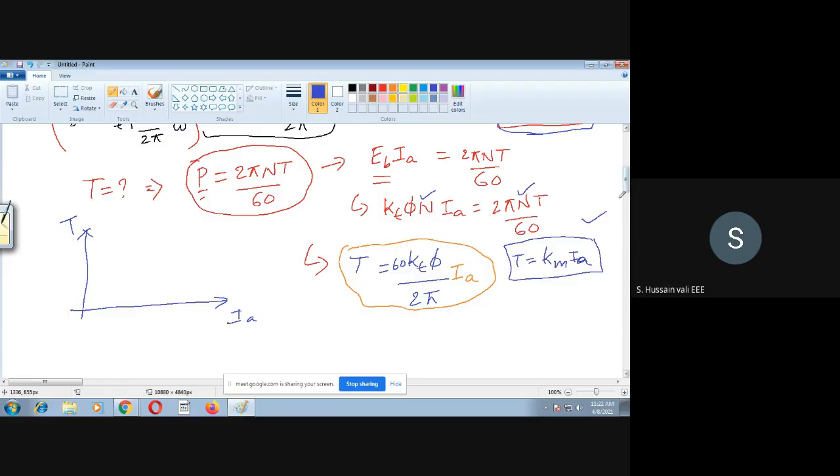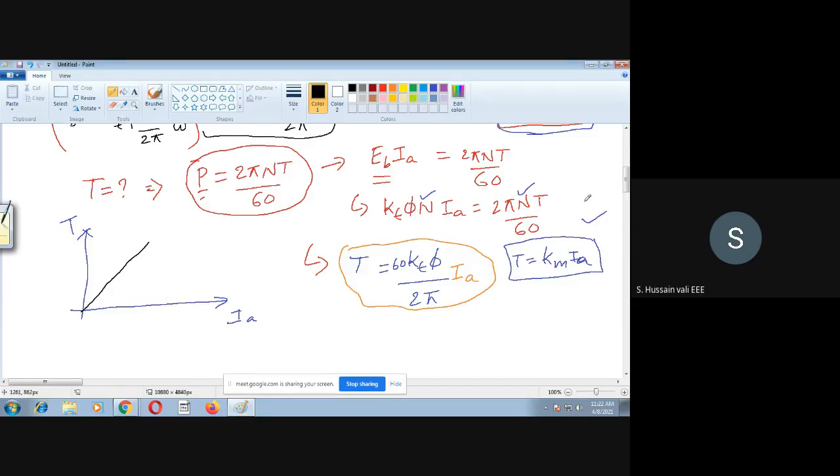Why is it constant? You see the terms there in place of Km, you will find everything is constant there, because this is a separate lecture, DC motor. Phi is also constant. So you get the relationship that torque is directly proportional to the current. If torque is directly proportional to the current, which type of graph will you get? A straight line passing through origin. So this is the relationship between torque and current in the separately excited DC motor. Okay, now we'll go further.